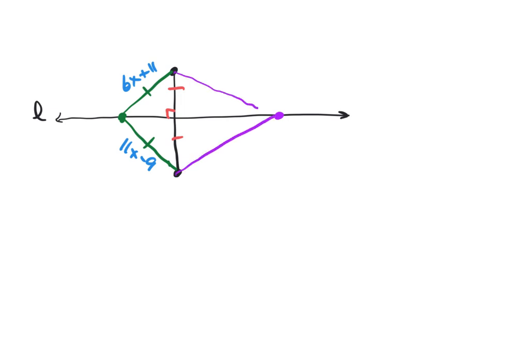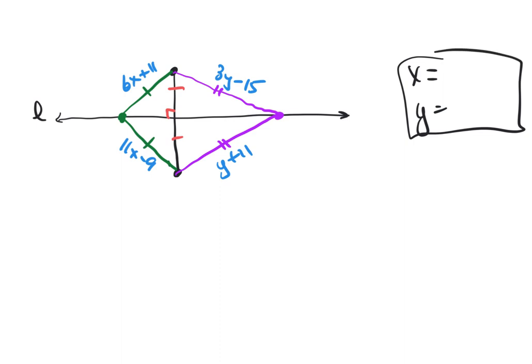So the distance from the purple point to the endpoints are also going to be equal. So I can give you expressions here for these distances, 3y minus 15 and y plus 11, and then also ask you to find not only x, but I can ask you to find y as well. Obviously not much more difficult, but the picture just ends up looking a little more confusing. The idea is pretty simple though.